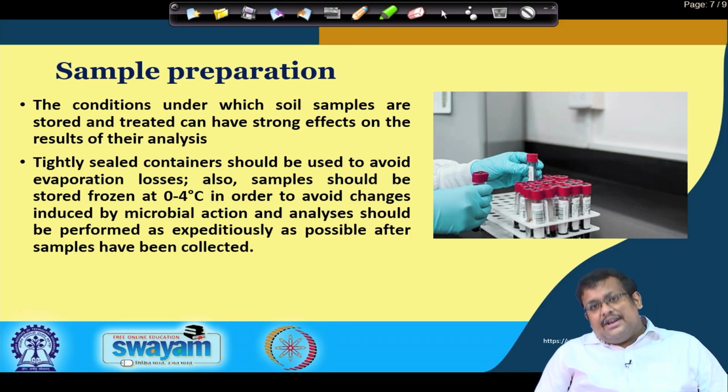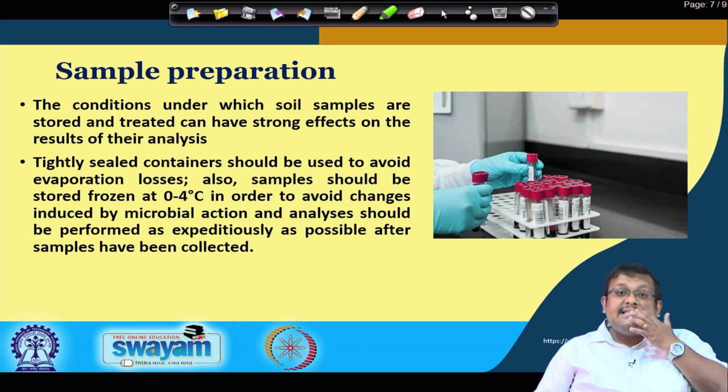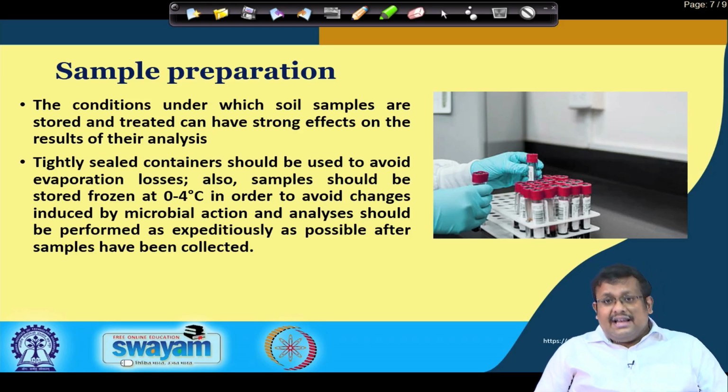So, generally for environmental monitoring purposes, we use tightly sealed containers to avoid evaporation losses. Also, samples should be stored frozen at 0 to 4 degrees centigrade in order to avoid changes induced by microbial action, and analysis should be performed as expeditiously as possible after samples have been collected. So, if we collect the samples and keep them at high temperature, obviously microbial activity will increase, and as the microbial activity increases, there will be changes in the physicochemical and biological properties of the sample.